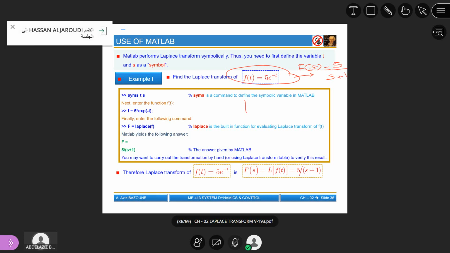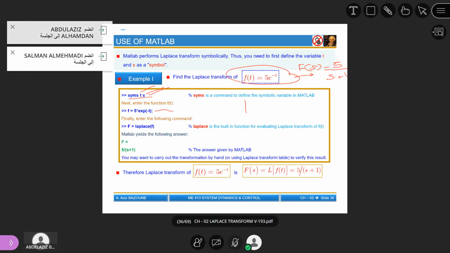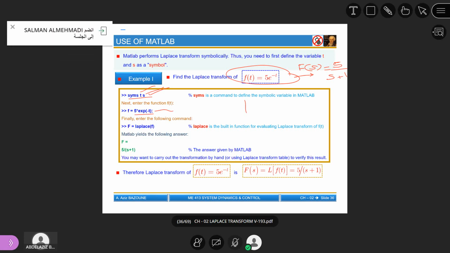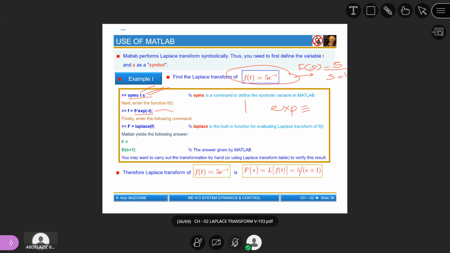To start a MATLAB session, we just call symbolic by typing syms t s. Syms means you need to start the symbolic engine, like the engine of the car, for the car starts. Syms t s. T is the variable in the time domain and s is the s domain. So MATLAB will understand that they are your variables. And then you type your function like this: f, small f, is equal to 5 exp minus t. EXP stands for exponential, so MATLAB will understand that this one is e.